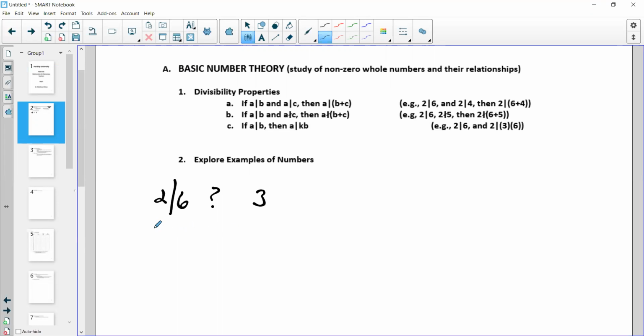And you would ask, well, does 2 divide 4? Yes, the result is 2. So therefore, it's your symbol for therefore, shorthand, therefore 2 divides 6 plus 4. Because then what is 6 plus 4? Well, 6 plus 4 is 10. So 2 would divide 10 because 2 divided 6 and 2 divided 4.